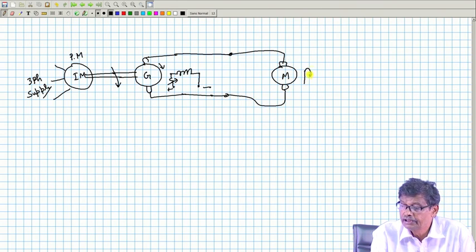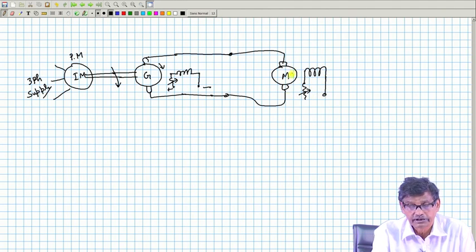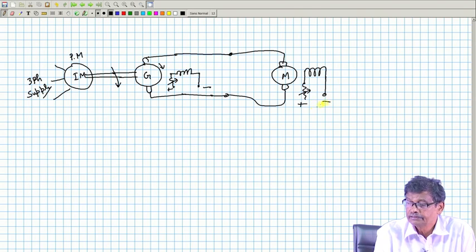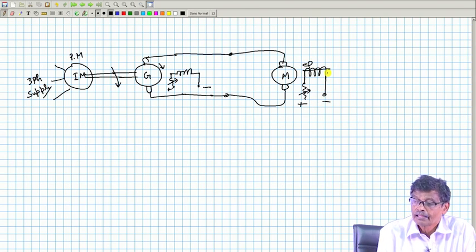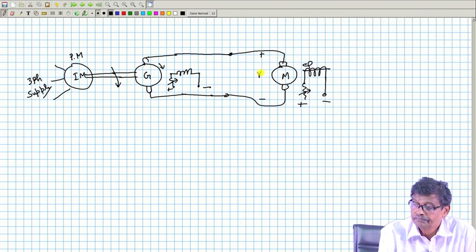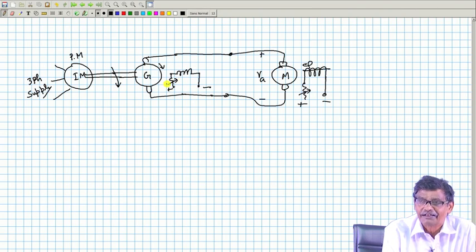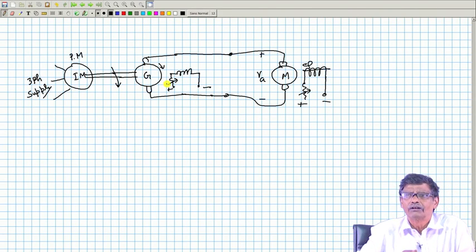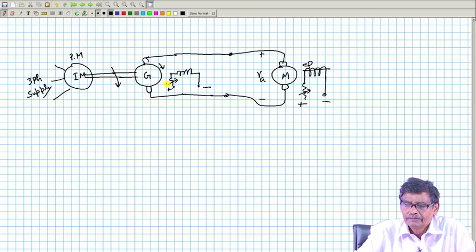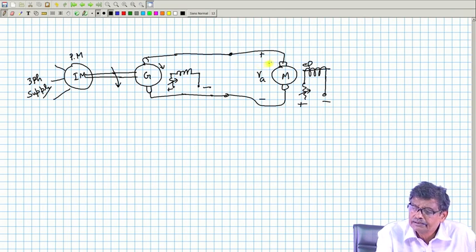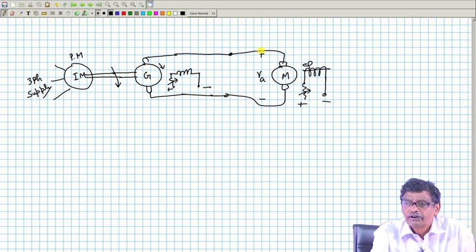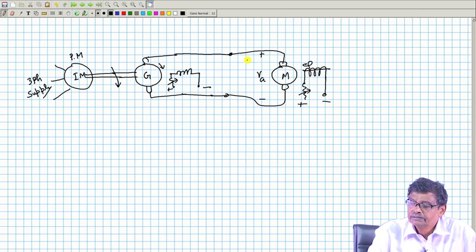And this motor is also made separately excited. It has got its own field, plus minus, it will produce flux. And this voltage, VA in the previous diagram, I will be able to control by varying the field current. Induction motor also is almost a constant speed machine. Therefore, vary this field current, get various values of armature voltage and do it.